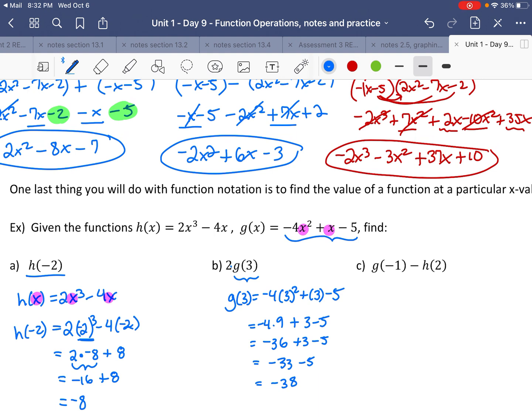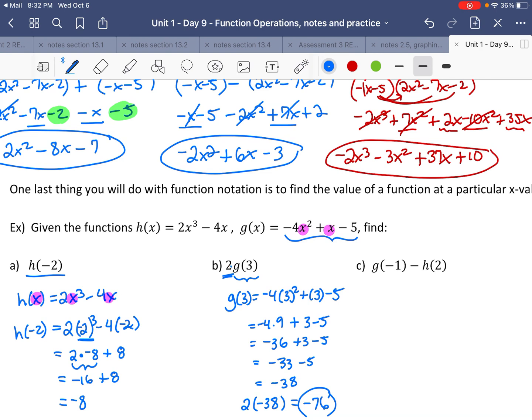I'm not quite done yet, because remember this old 2 right here. I was supposed to multiply 2 by this answer. So 2 times negative 38. Let's see, that's negative 76 if I'm right. Let me see, 35 and 35. Oh, no, and 3 more. Yep, 76.